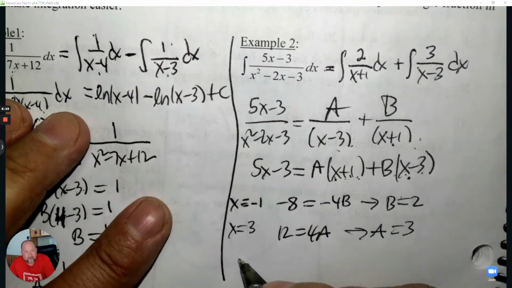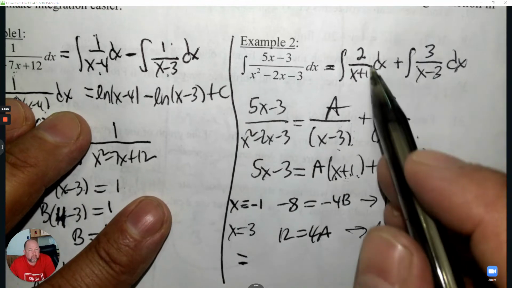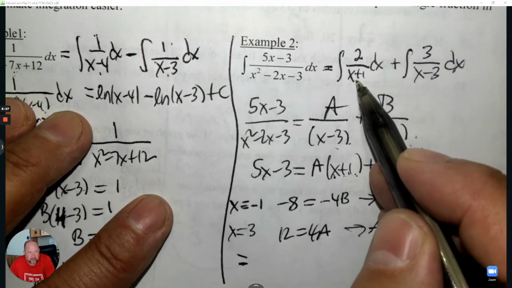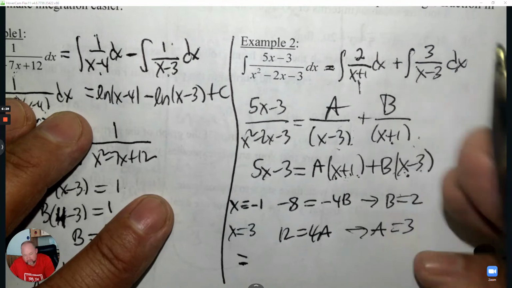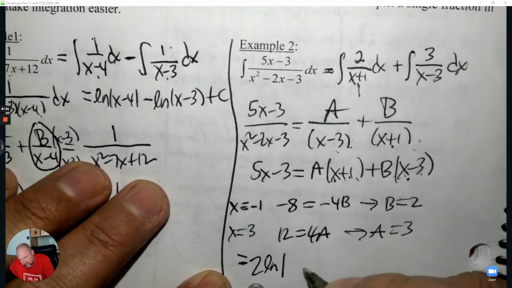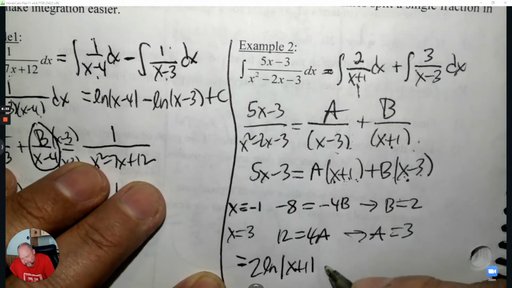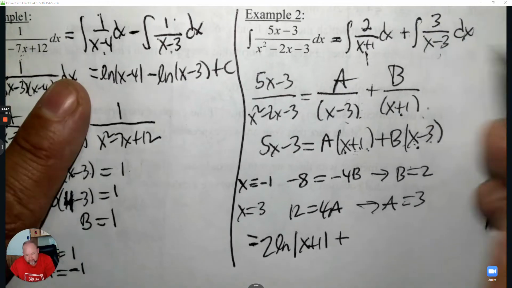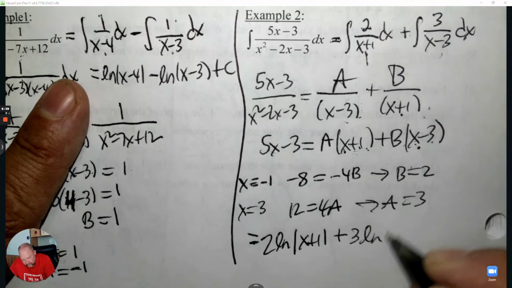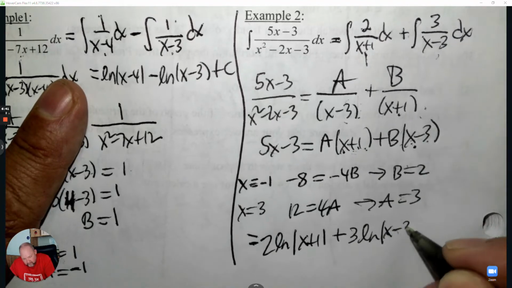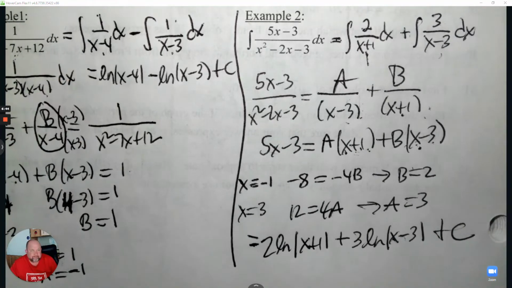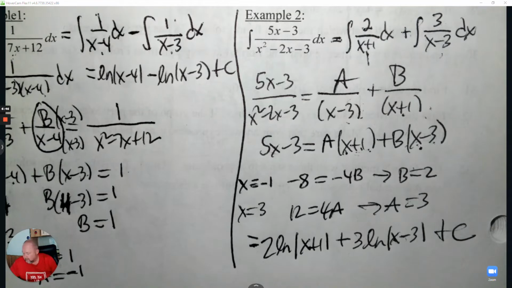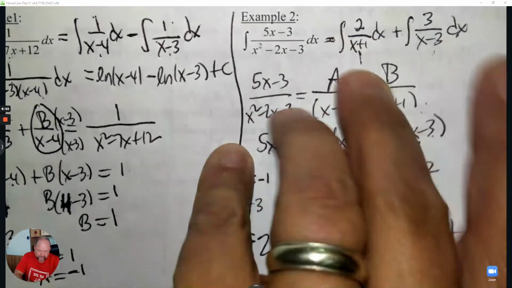So I'm going to continue down here. I want you to notice that the derivative of the bottom is 1, so you put a 2 in front. So it's 2 ln x plus 1. The derivative of the bottom is 1, so a 3 in front. And then plus c. Right? Not too bad. Example number 3, turn the page.